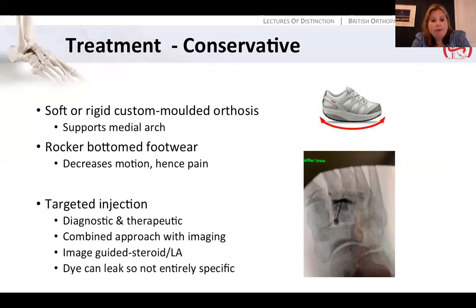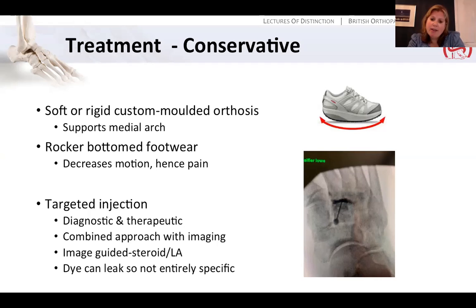So conservative treatment for midfoot arthritis is always going to be the classic things in orthopedics: activity modification, analgesia. Specifically in the foot, you can refer to orthotics, from softer to rigid, custom molded orthosis that supports the medial arch. Rocker bottomed footwear can be a really easy way that patients can help themselves. Basically anything in the shoe that decreases motion will decrease pain, and so that can really help. Once they've exhausted conservative treatment, to hopefully give them some symptom relief, but also to plan future surgery, you can consider doing targeted injection.